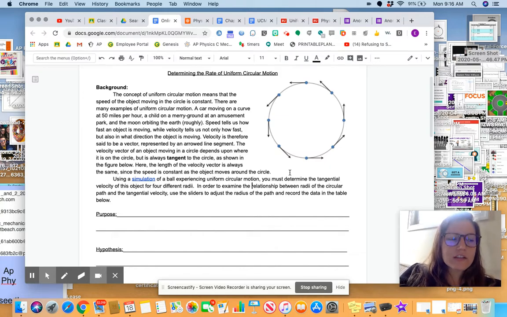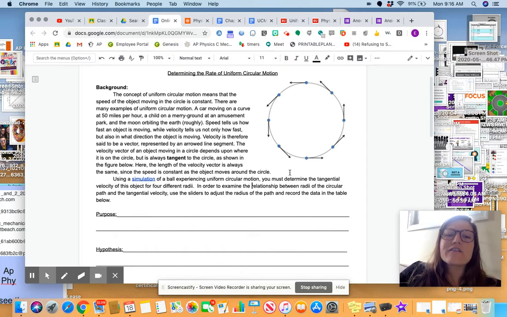So some background information to review and recap what we've previously talked about. Uniform circular motion means that the object has the same speed as it moves around a circle. So the speed is constant, the direction changes at every instant. There are many examples of uniform circular motion which we see in our everyday life: a car moving on a circular track at 50 miles per hour, a child on a merry-go-round at an amusement park, the moon orbiting the Earth, roughly. It's basically an elliptical path, but we can model it pretty accurately using circular motion.